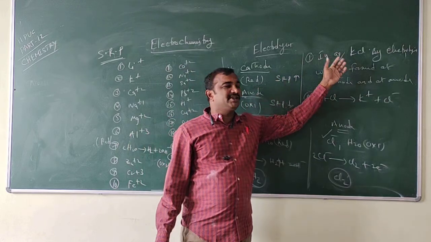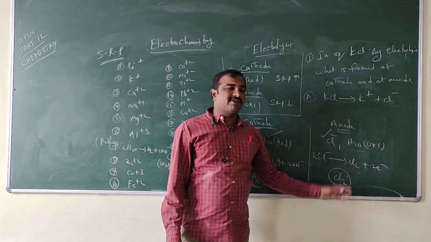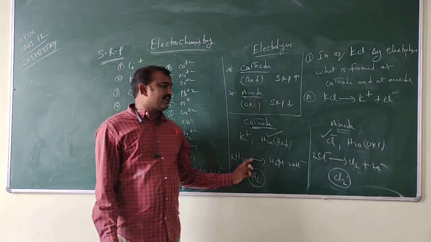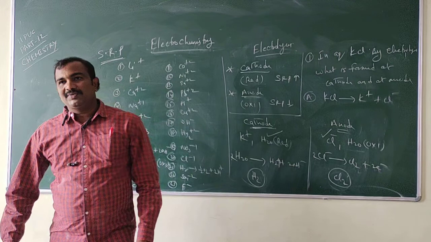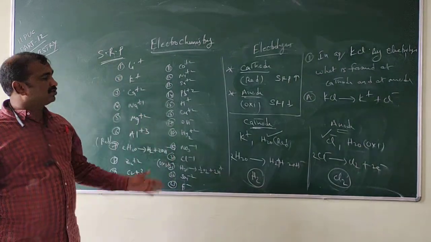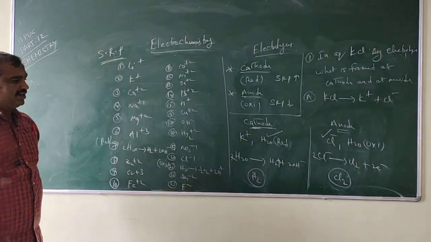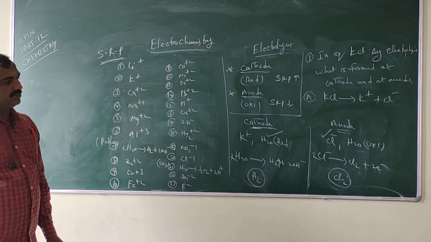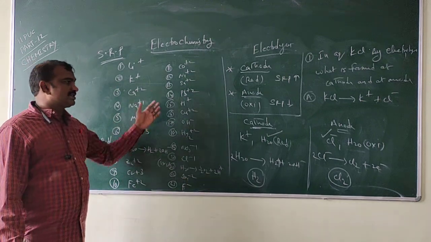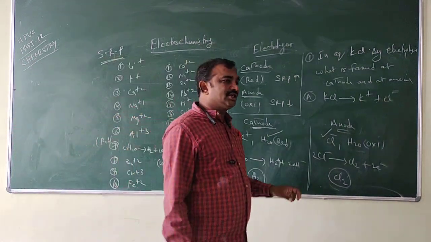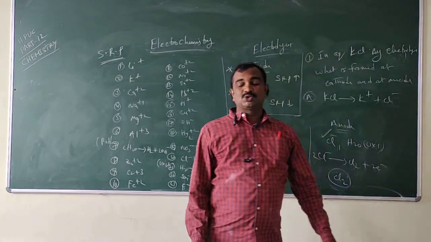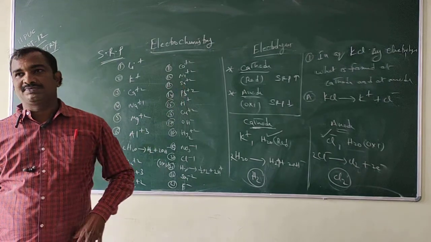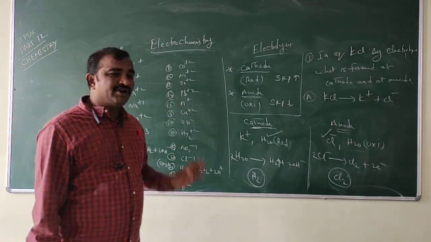So now the answer is: in aqueous KCl by electrolysis, H2 is formed at cathode and Cl2 is formed at anode. These are the products formed at the anode and cathode. If you remember this, it is very easy to calculate. This question is very important. Many times in NEET and AIIMS these questions are asked, so for objective pattern these are very important.